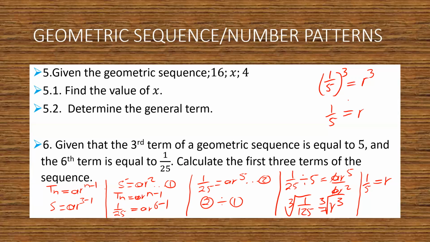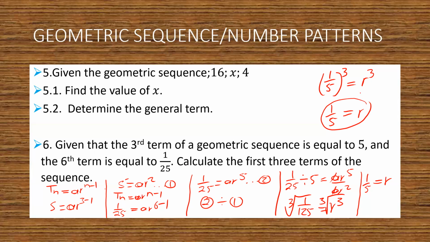Okay. Good. Now, we're not done yet. Once we found the value of R, what do we still need to find? We still need to find A. So how are you going to find A since you know that R is 1 over 5? We're going to substitute R into one of the equations that we got. Which equation do you want me to use?